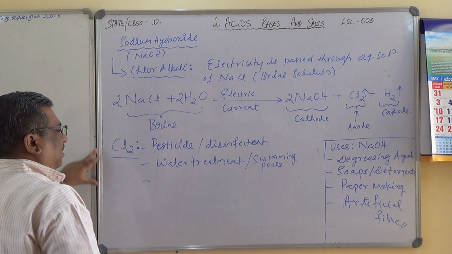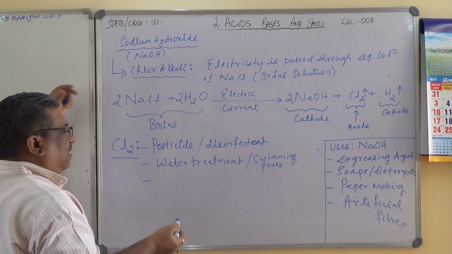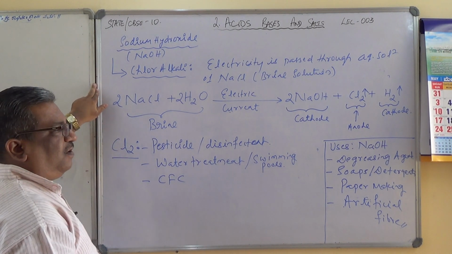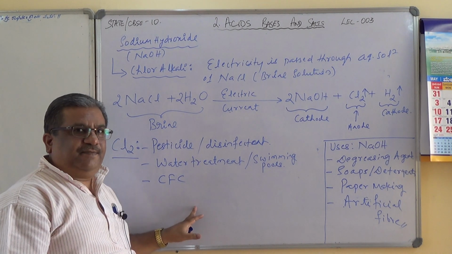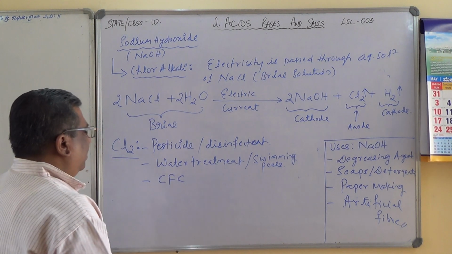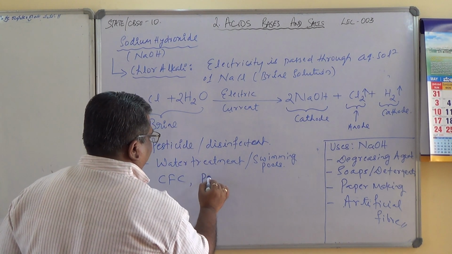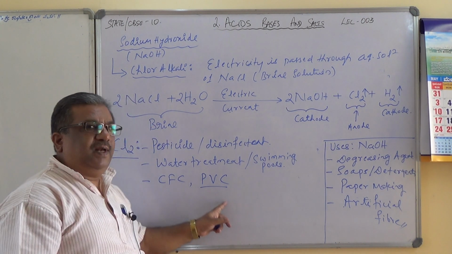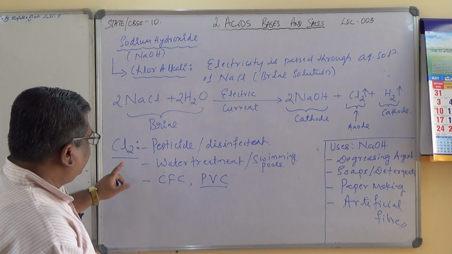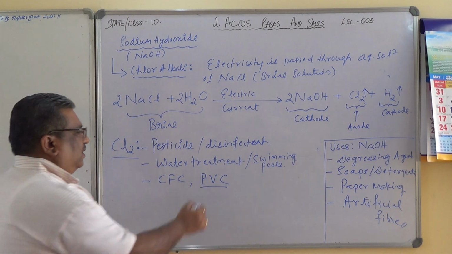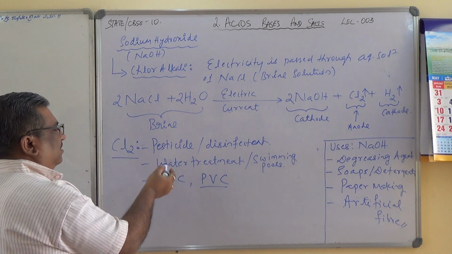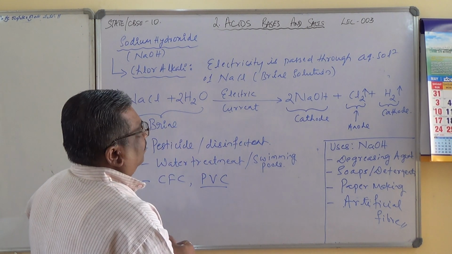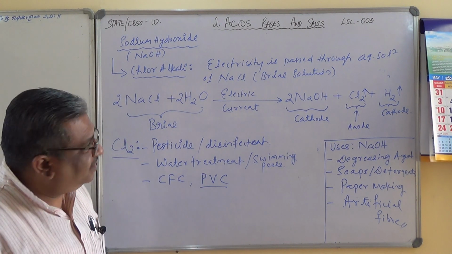And what else? In the manufacturing of certain compounds, say for example CFCs. What are CFCs? Chlorofluorocarbons, which act like a refrigerant in refrigerators. And also we use it in PVCs. What is PVC? PVC pipes and all, that is nothing but polyvinyl chloride. You understand? It is polyvinyl chloride. So these are the applications in which chlorine gas can be used. Let me list down the applications of hydrogen gas now.